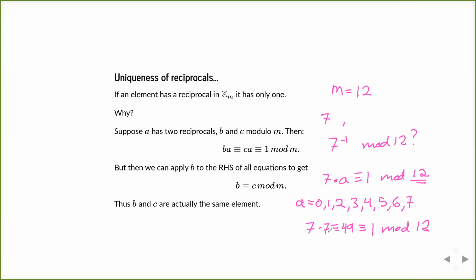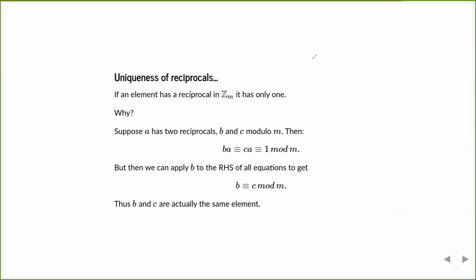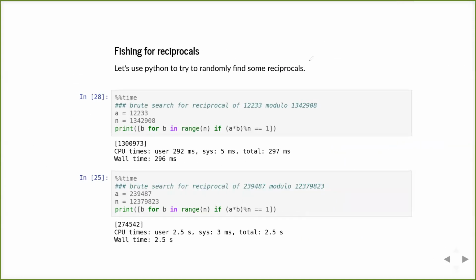So this is an example of a number being its own inverse. 7 inverse is just 7 mod 12. We just found the reciprocal using this brute force procedure. It turns out that there's a much faster way to do it, which is basically the Euclidean algorithm. The next couple of slides are just showing how slow this brute force method is. Let's go on here.